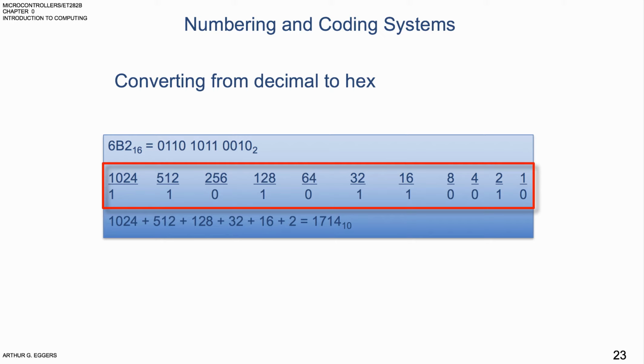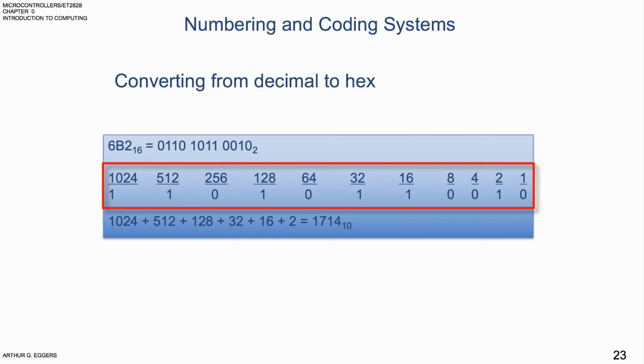If we look at the binary weighted equivalents, we have 1 unit of 1024, 1 unit of 512, no units of 256, 1 unit of 128, no units of 64, 1 unit of 32, 1 unit of 16, no units of 8, 4, 1 unit of 2, and no units of 1.